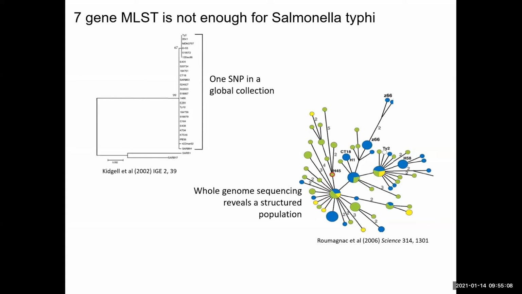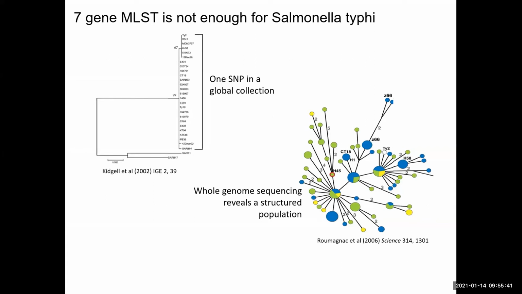Now, it turns out that when you look at Salmonella typhi, in just 7 genes, there's only 1 SNP, okay? So that's 1 nucleotide difference between the isolates. And when you draw a tree like this, you can see that all of these strains that I've written as 1 SNP in the global collection, all of those strains basically look very similar on the tree, despite being collected all over the world, okay? Now, that's not because they're all the same, it's because the typing method lacks the resolution to differentiate them.